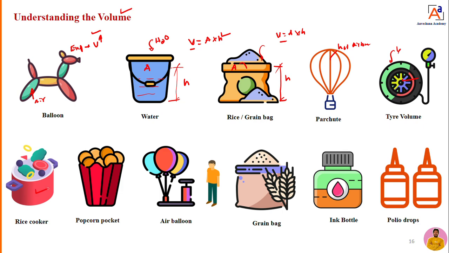You can take a rice cooker, you can take popcorn. When we fill popcorn into the popcorn bucket, the volume is going to increase. We can take an air balloon, we can take grain. Like that, we can take a number of examples.